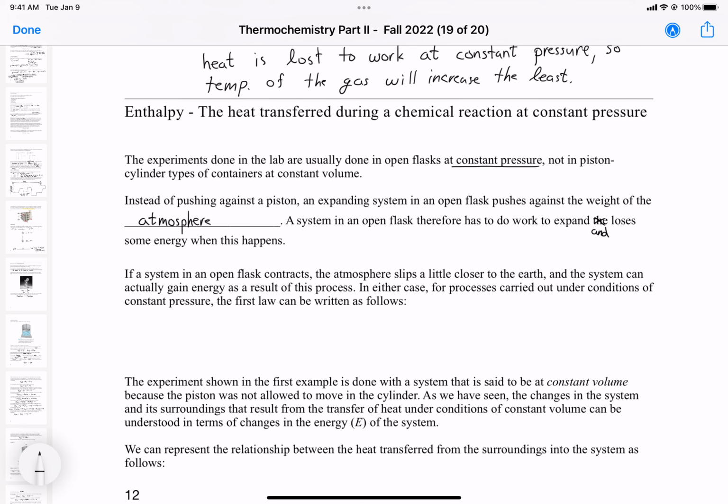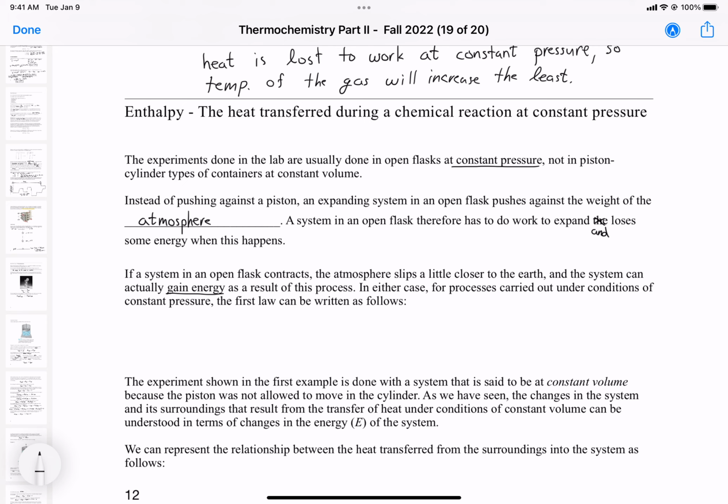So, however, if a system in an open flask contracts, that means the atmosphere kind of pushes down on the system, so it's actually the surroundings that are losing energy because there's no energy being transferred to push against the atmosphere. So in this sense, the system gains energy. Okay.